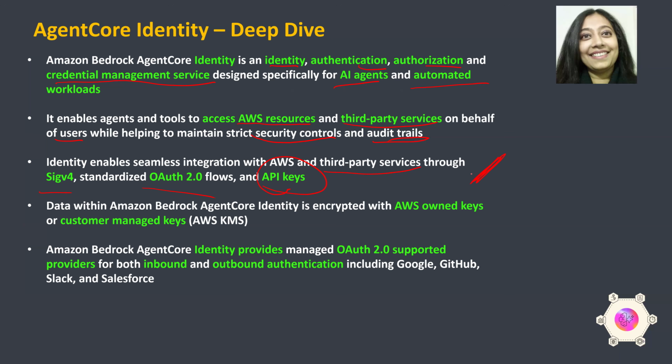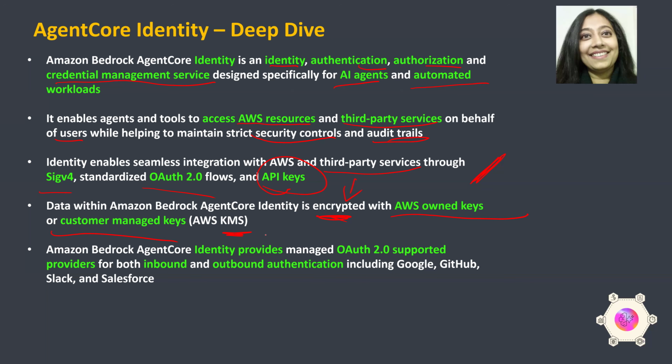Most importantly, any data that is stored in AgentCore Identity is encrypted. This is the key. If you're storing an API key in AgentCore Identity, you don't have to worry about it getting stolen or corrupted or anything of that sort. It is encrypted over there. And how is it encrypted? It is encrypted using AWS-owned keys or customer managed keys, that is, of course, via AWS KMS, or Key Management System.